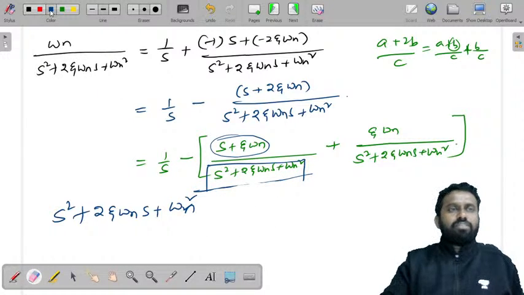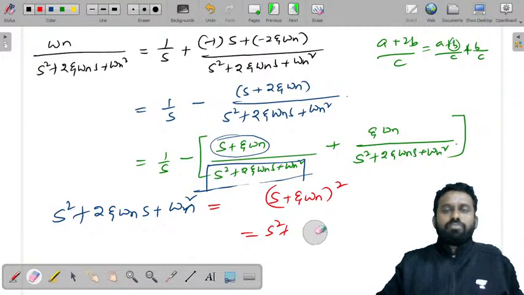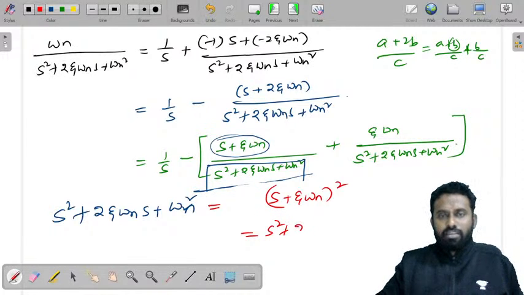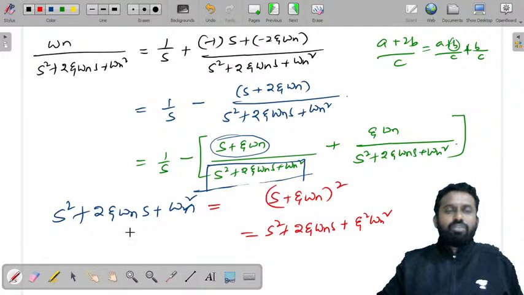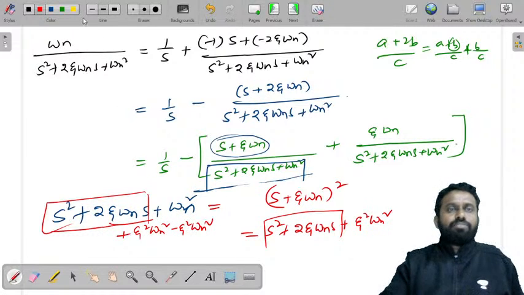So what I'll do is, let's write first s plus zeta omega n whole square. What is this? S square plus 2 zeta omega n s plus zeta square omega n square. See, you have these two terms here. But in order to write this as this, what should you do? You should add plus zeta square omega n square minus zeta square omega n square.